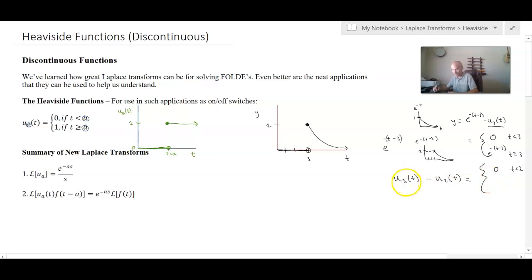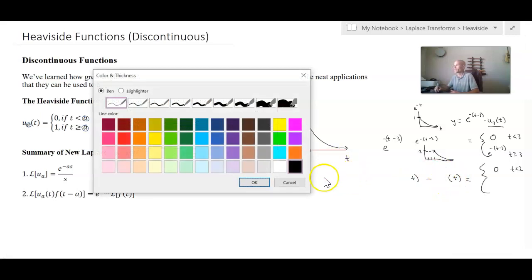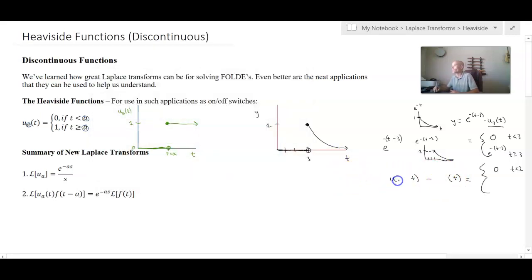You know what? I think I'm going to subtract these in opposite order, though. So I'll do u sub 2 of t minus u sub 3 of t. That won't change our 0 there. Okay, at time 2, so I'm going to say between time 2, including time 2, but before time 3, u2 jumps to a 1, u3 is still a 0, and 1 minus 0 is 1. So we have a 1 between time 2 and 3.